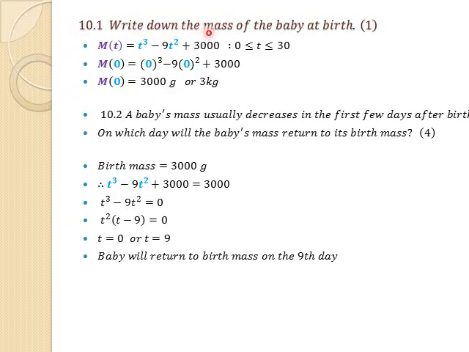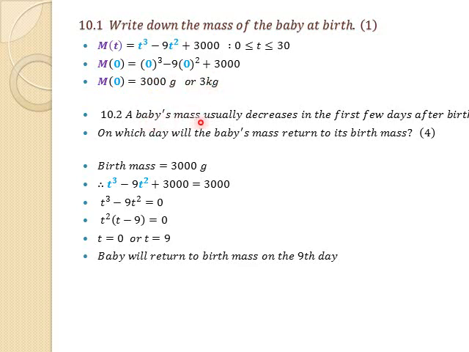So 10.1, write down the mass of the baby at birth. So at birth, my days is 0. So there, in my equation, time is 0: 0 cubed minus 9 times 0 squared plus 3000. So baby at birth weighs 3000 grams or 3 kgs.